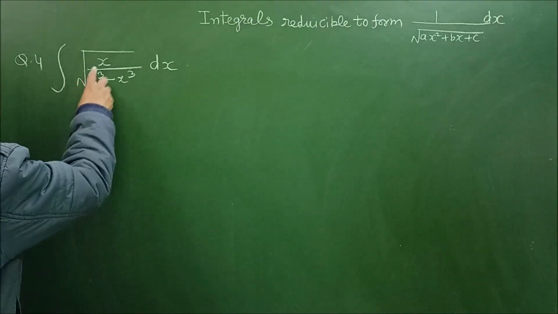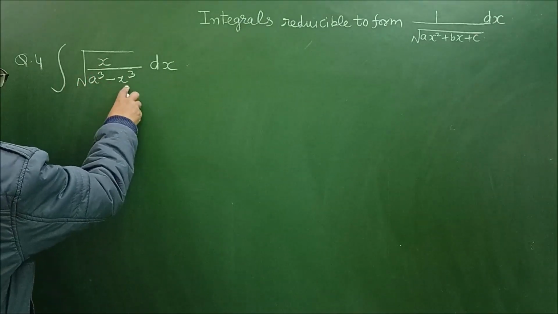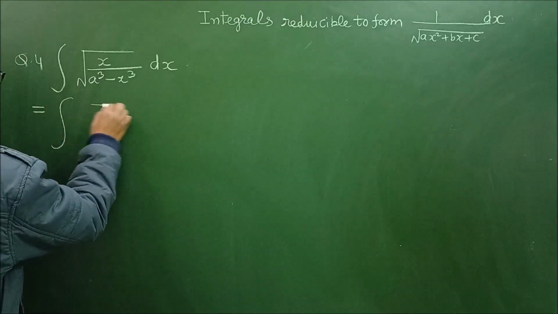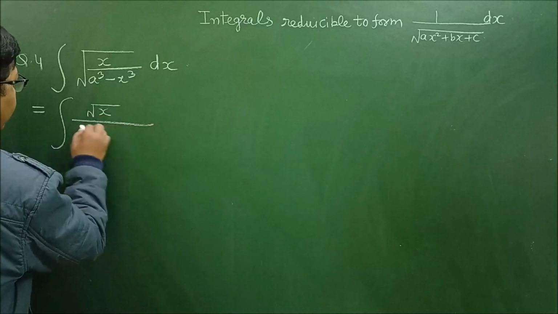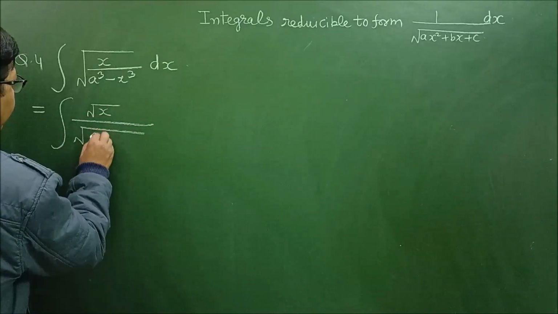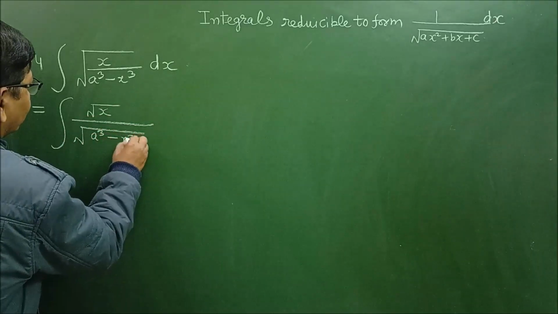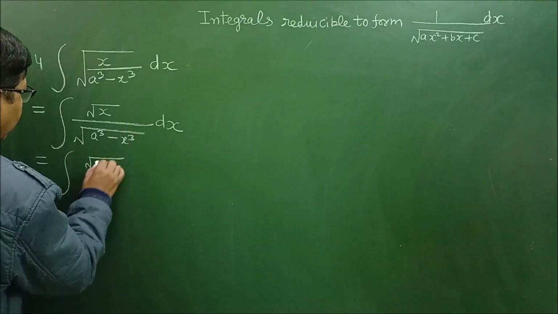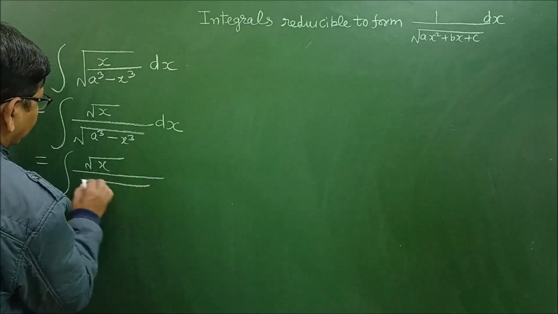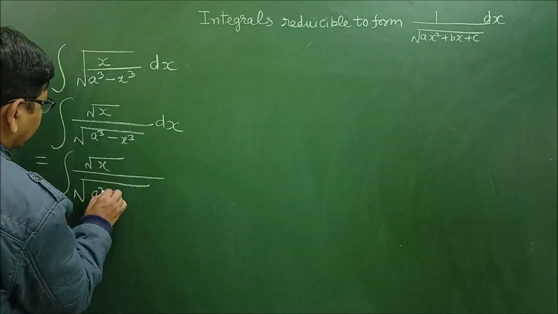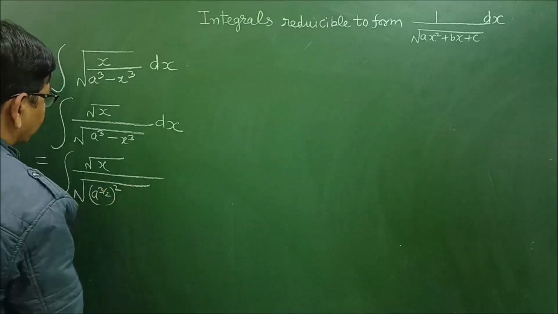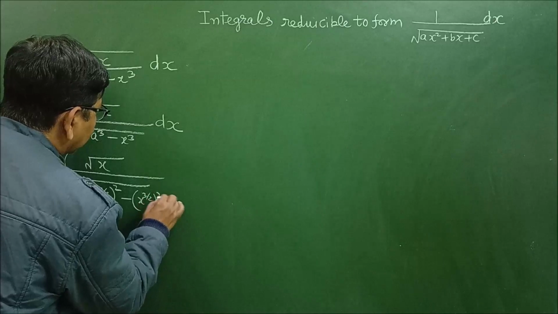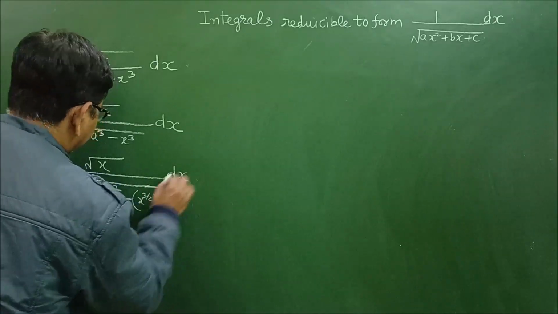Find the integral of under root x upon a cube minus x cube dx. So this integral can be written as square root of x upon square root of a cube minus x cube dx, which is equal to the integral of under root of x upon under root of (a raised to the power 3 by 2) square minus (x raised to the power 3 by 2) square dx, since a cube is the square of a raised to the power 3 by 2, and x cube is the square of x raised to the power 3 by 2.